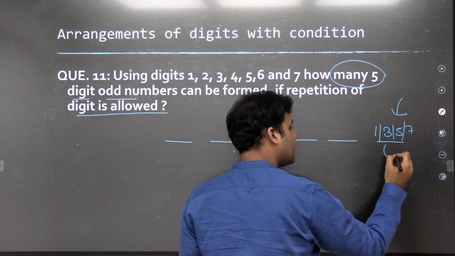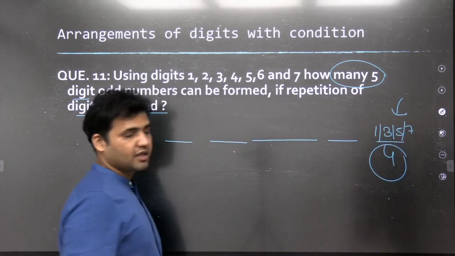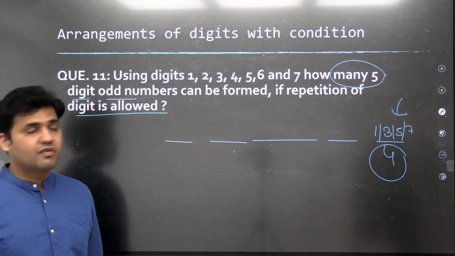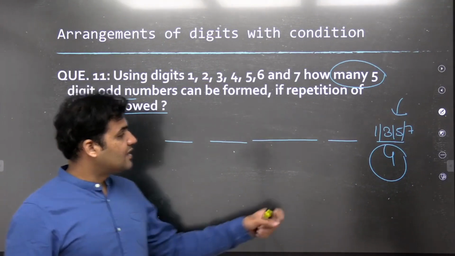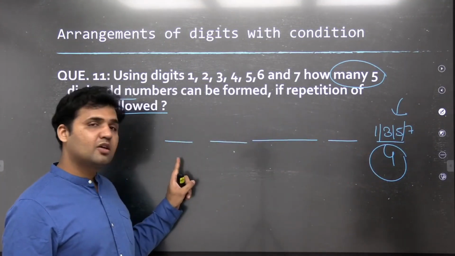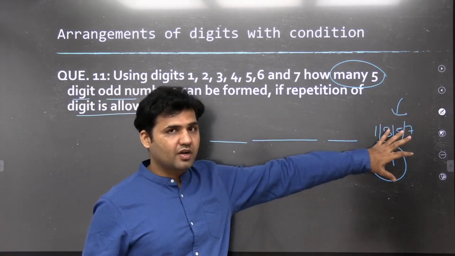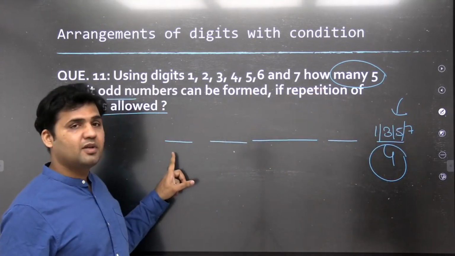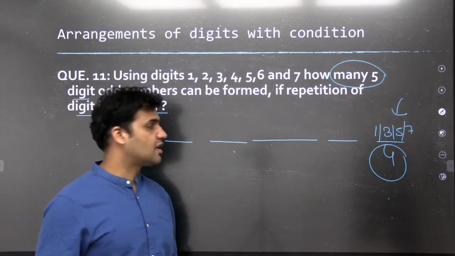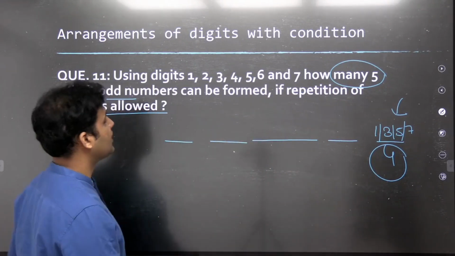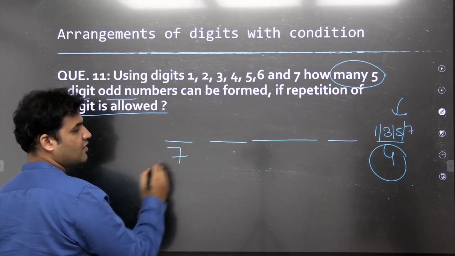I have only 4 digits to be used over here. If the last place can be filled in 4 ways, can the same digit be used over here also? Yes, we can use the same digit which is being used over here, our first place also, because the repetition of the digit is allowed. So if this place can be filled in 4 ways, this place can be filled in 7 ways.